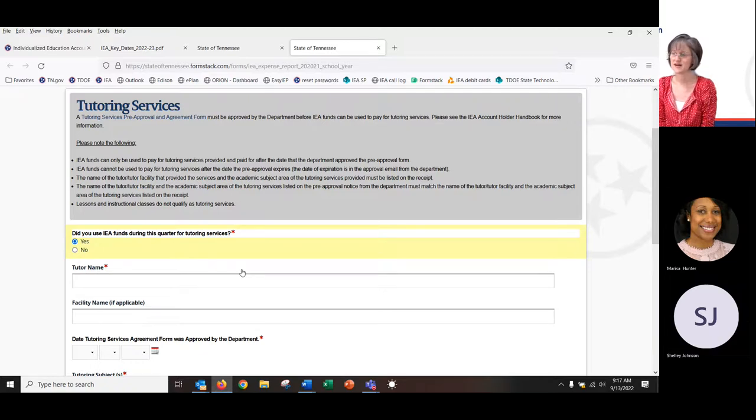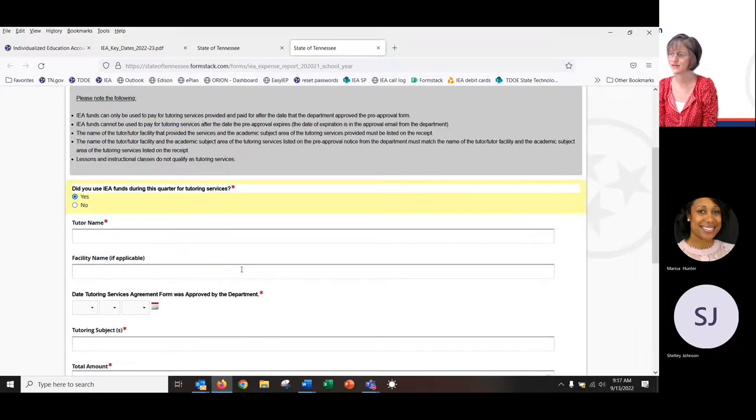So that makes me have a follow-up question, Shelley. So I can have a tutoring facility approved with one form, and I can have a specific tutor pre-approved with another form. But when I'm reporting them on an expense report, either one goes on this one page of our expense report? Correct. Okay. So whether it's a facility or an individual tutor, they both go here.